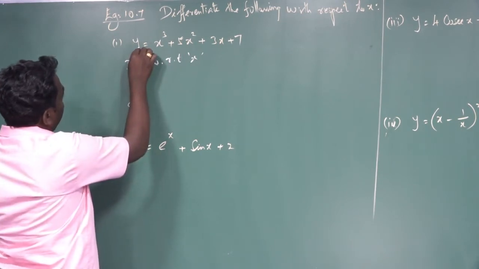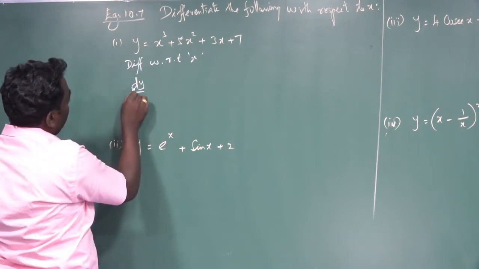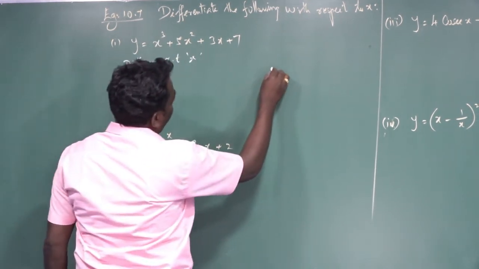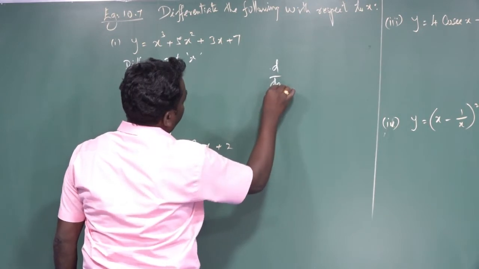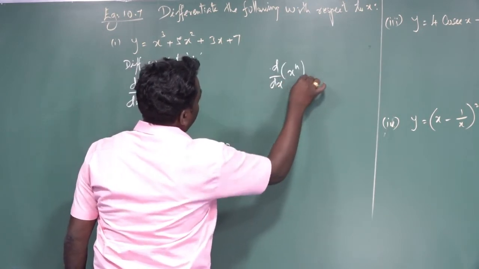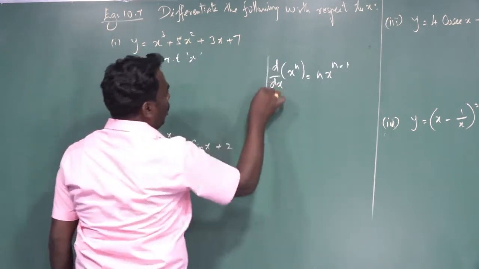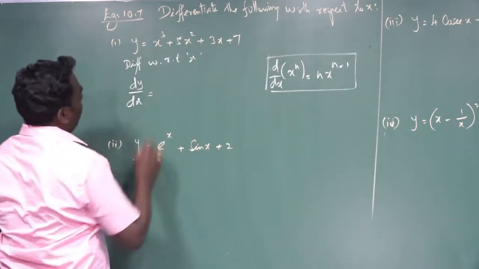Differentiate the function y with respect to x. We can write dy by dx, that is equal to d by dx of x power 3. By applying what formula? d by dx of x power n is equal to n into x power n minus 1.